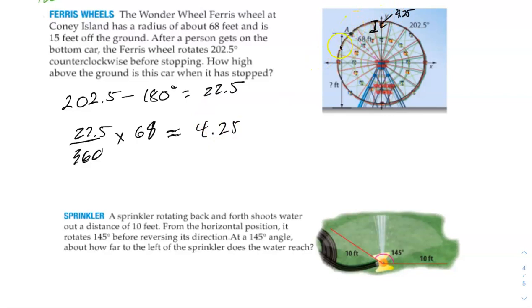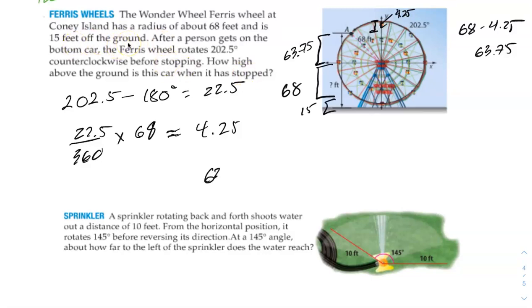So we've got to figure out what the rest of this is, though. We've got to figure out what this guy is. Well, if the whole radius is 68, let's subtract 4.25 from that. If you do that, you get 63.75. So that's what this is, 63.75. Then we have the bottom part radius of the Ferris wheel, which is 68. Then we have a little bit of height above the ground, which is 15. Right, it's 15 feet off the ground.